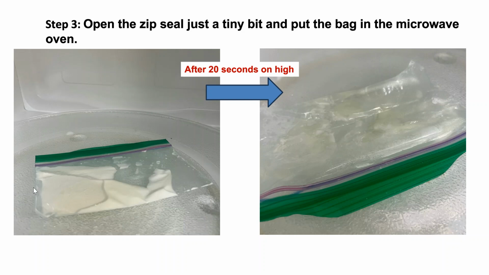So, you're going to open up the bag a little bit, not much, and then put it inside your microwave. Depending on your microwave and depending on the brand, you want to microwave this mixture for 20 seconds on high. So turn the setting to high, microwave it for 20 seconds, and then you can stop when you see this right here. As you can see, the white cornstarch has disappeared, and you have this polymer.